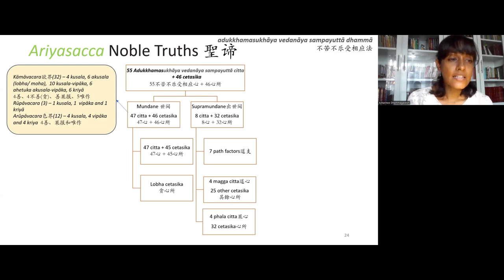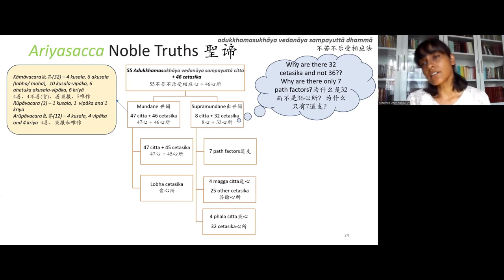And then we get 6 ahetuka akusala vipaka and 6 kriya. How did we get 6 kriya? 4 are maha kriya and 2 are ahetuka kriya. And the ahetuka kriya are the panchadvara vajjana and the manodvara vajjana. Next, we look at the supramundane. So supramundane, we get 8 chitta and 32 cetasika.